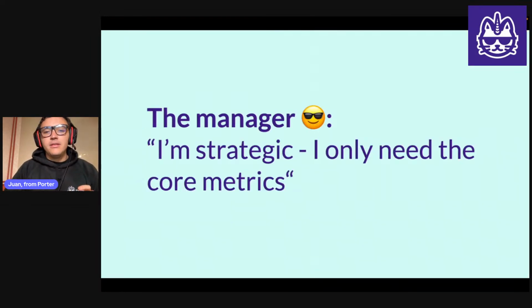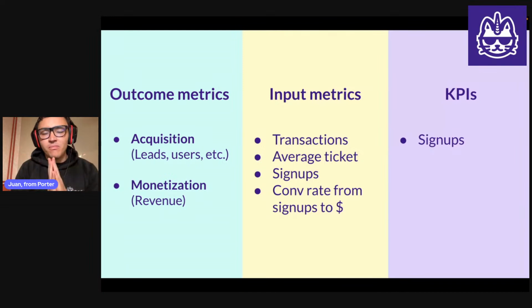I want to say this. Now, this is the type of metrics that you have. These are all the metrics that exist, and we break them down in three: the outcome metrics, input metrics, and KPIs. I will explain first the outcome metrics.